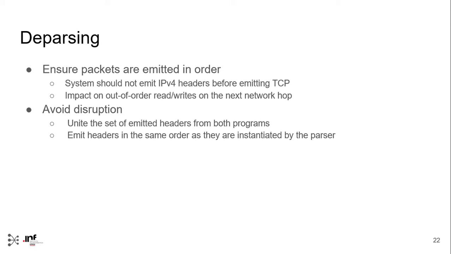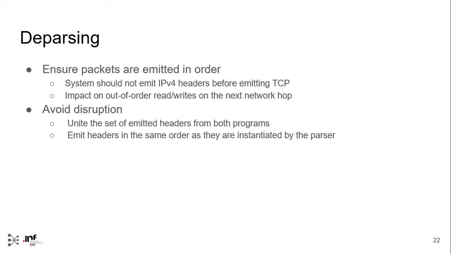After composing parser state machines, we compose the deparsers. Composing the deparsers must ensure that the packets are emitted in order. For example, the system should not emit IPv4 headers before emitting TCP, which would cause out-of-order reads or writes in the next hop, or in the same hop if we recirculate the packet. To avoid this kind of disruption, we divide the deparser composition into two different steps.